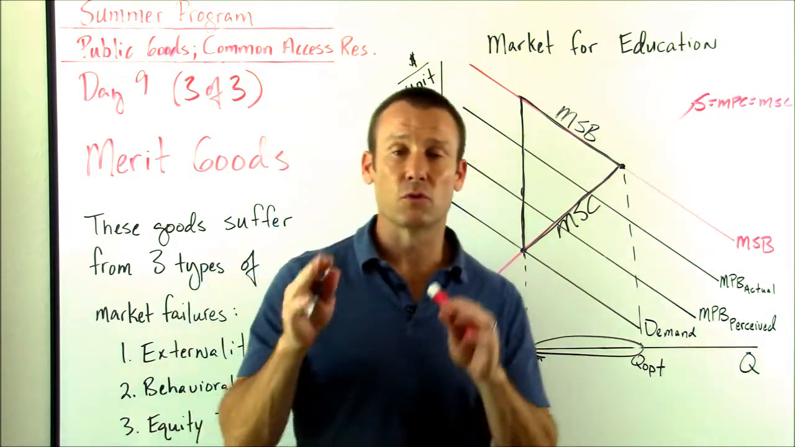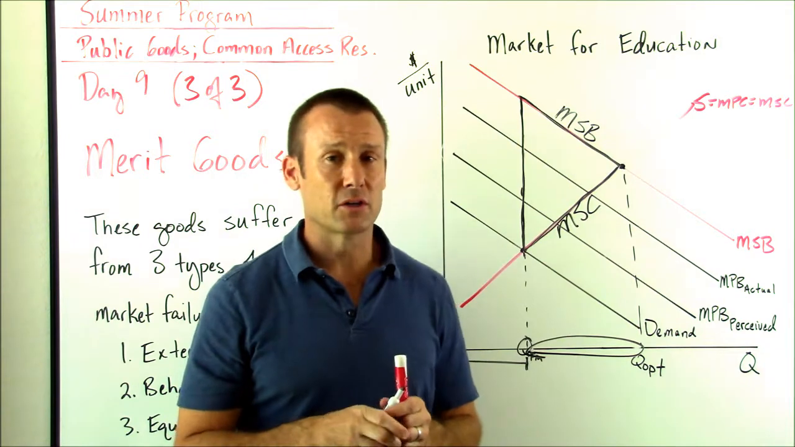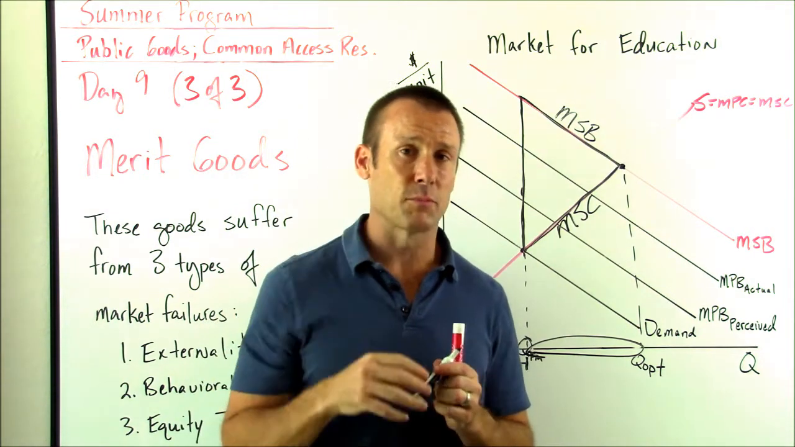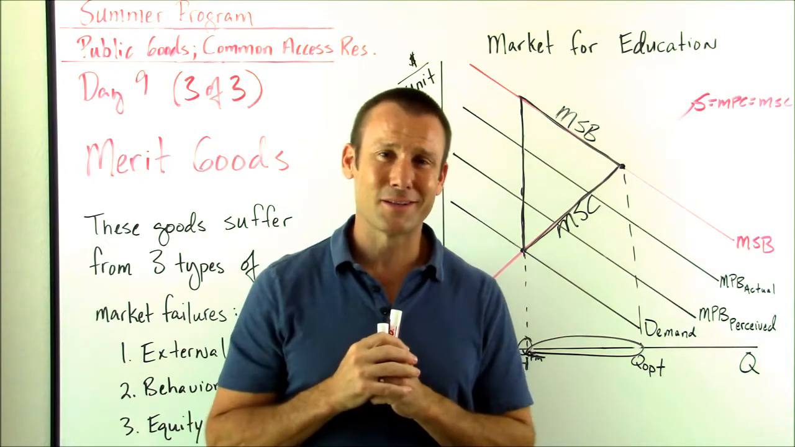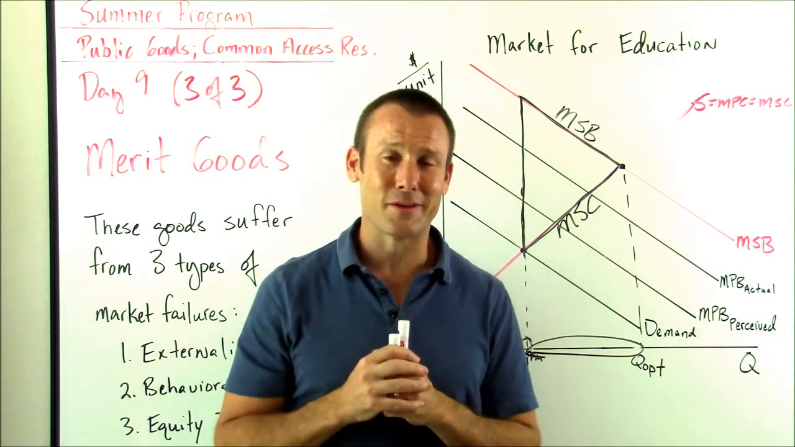Again, this video is focused on merit goods. Merit goods suffer from 3 types of market failures. They're focused on a lot in development economics. Hope that made sense to you, and that's it for the Day 9 videos.